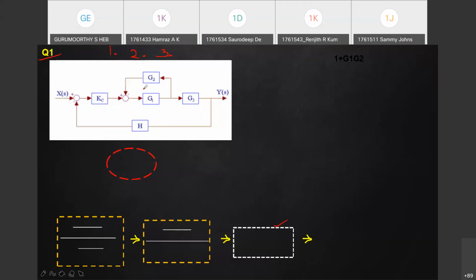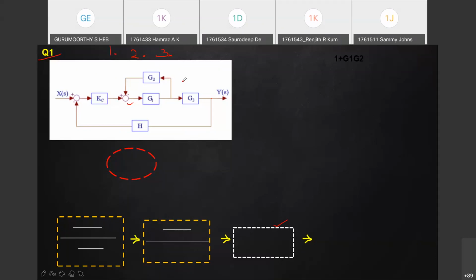If nothing is there, then you have to think: can you move a summing point somewhere, or can you move a takeoff point, so that you will get one of these three: parallel, series, or independent loop? It is just like your aptitude test, your logical thinking.